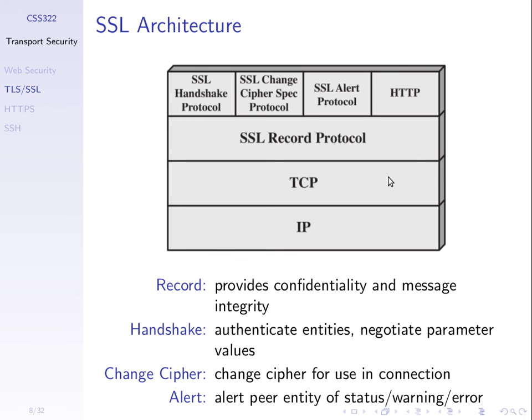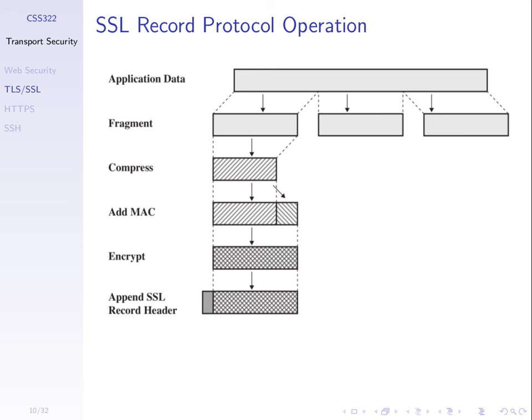The record protocol is the thing that encrypts the data. The process in general is that the application creates data, for example, a HTTP GET request. SSL then breaks it into fragments. So if our GET request or our data is 5,000 bytes, SSL may break that into smaller fragments, and that will define some limits on the size of those fragments.